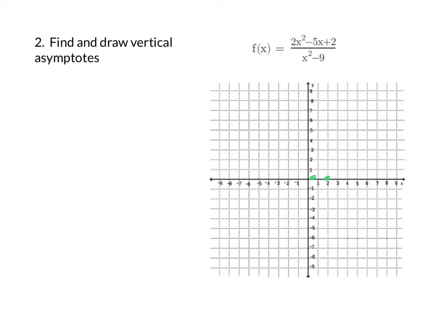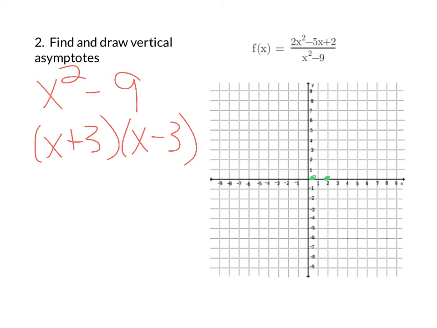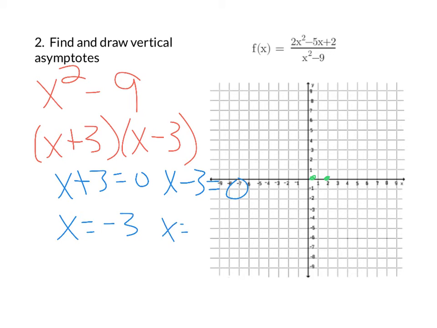Now that we have found and plotted our x-intercepts, we want to find and draw our vertical asymptotes. Remember, the vertical asymptotes are the real zeros of q of x, or our denominator. Looking at my denominator of x squared minus 9, I realize that it's the difference of two squares, so I know that it factors into x plus 3 times x minus 3. Using the zero product property to find the real zeros, I would set each factor equal to 0 and solve. I get x equals negative 3 and x equals 3.